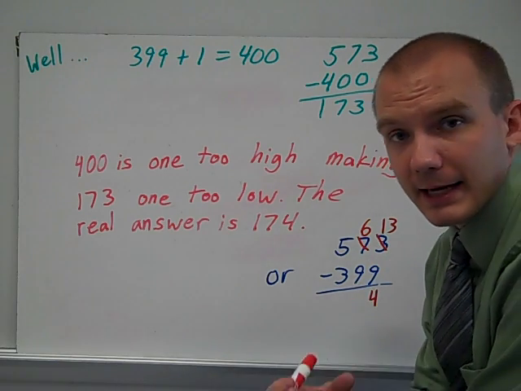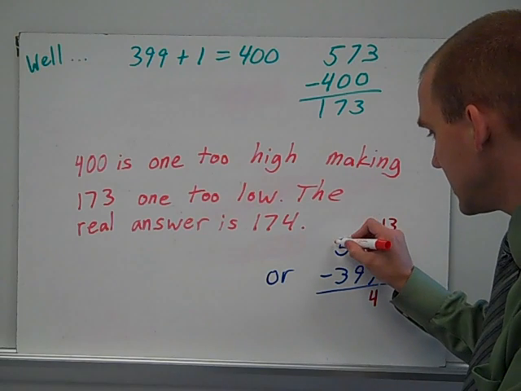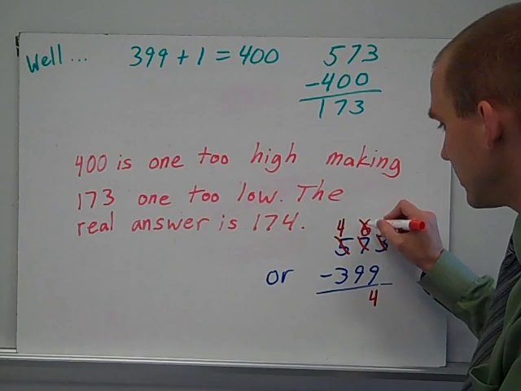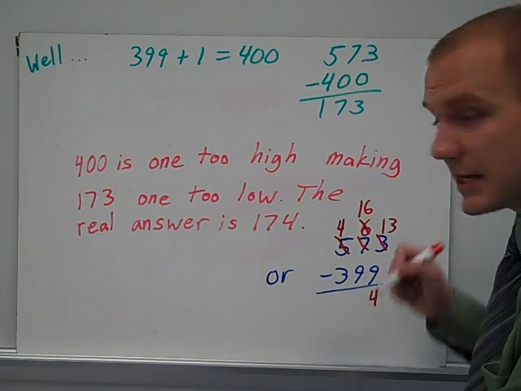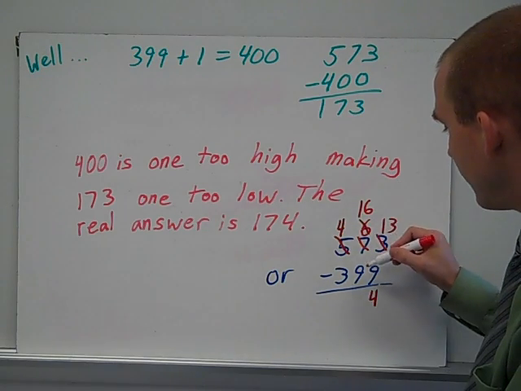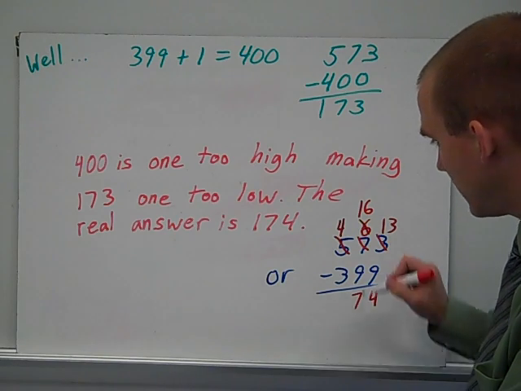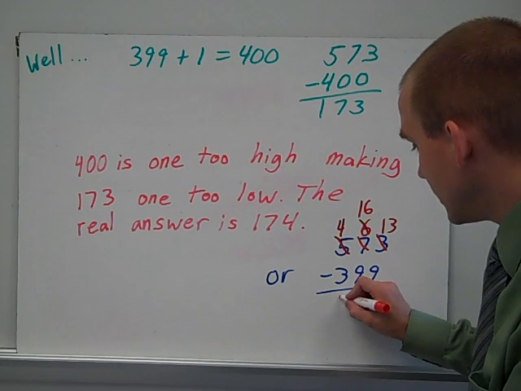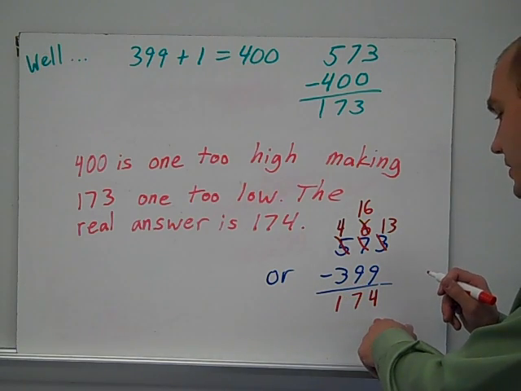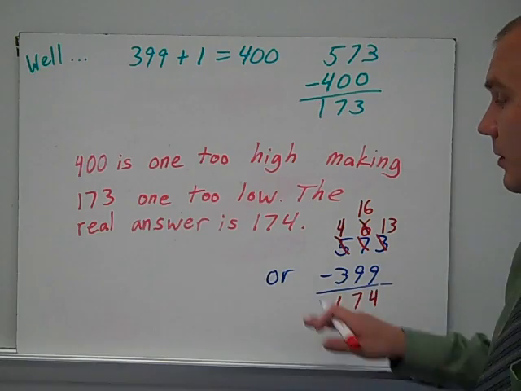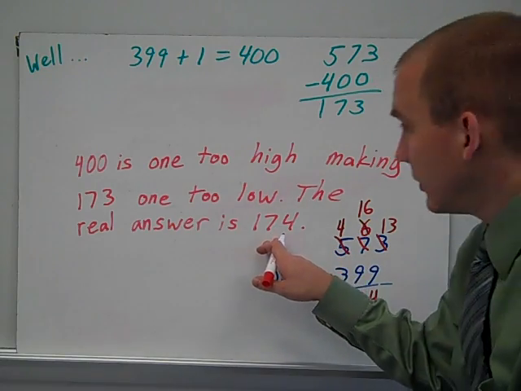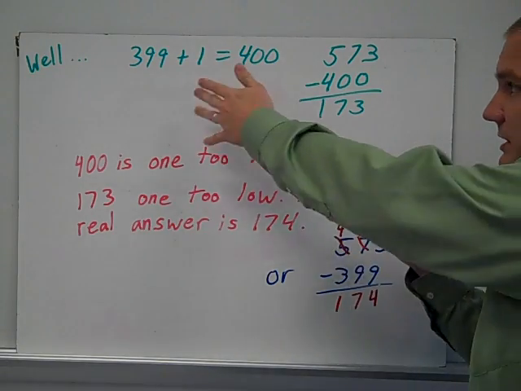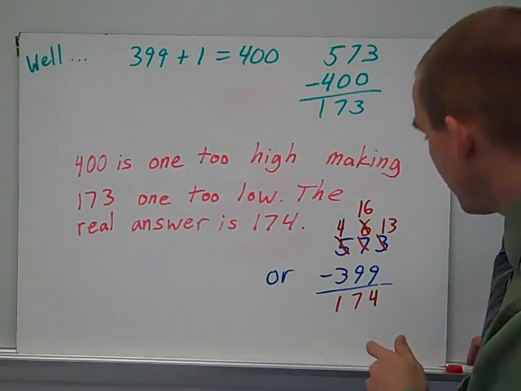6 minus 9, I can't do it, I don't have enough, so I have to go back to the hundreds. Borrow 100, so I have 4 hundreds now, but that would be 10 tens, so now I have 10 plus 6 is 16 tens. 16 minus 9 is 7, and 4 minus 3, I can do that, so 4 minus 3 is 1. 174 is what I get using the standard algorithm, but that's also the answer you would get if you did it this way. Kind of mentally adjusting it and then using your algorithm.